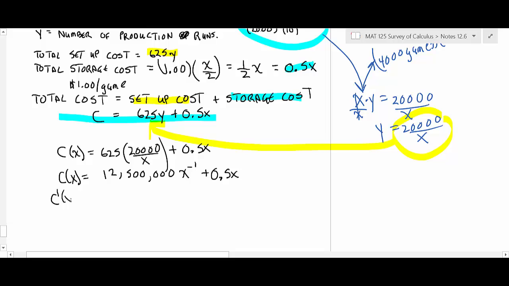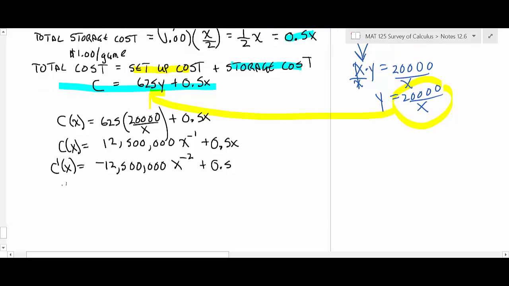Go ahead and do your derivative. When we do that, it's just a power rule. So you'll bring the negative 1 down, multiplied by the constant, and then the exponent goes down 1 to negative 2. And the derivative of 0.5x is what? 0.5. So there's what you have. Now you're going to set that equal to 0 and solve the equation, and this will give you x, and then we'll find y, and then we'll try to see if we can make sense of this problem.